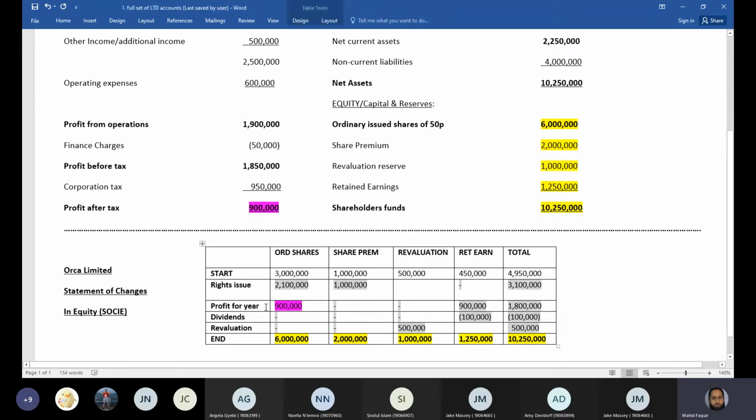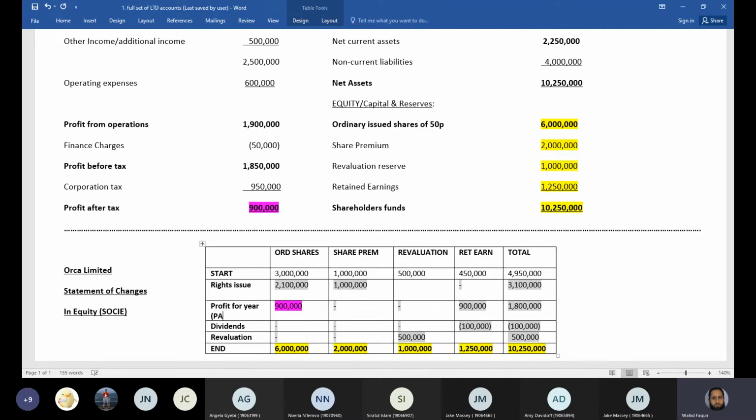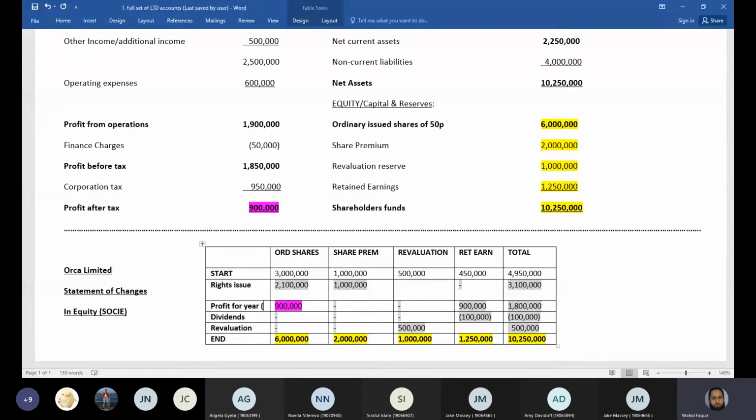So profit for the year, when you do these statements of changes in equity, you will be minded to put PAT, profit after tax, as a reminder for you. Otherwise you might pick up the wrong profit figure. In the question, they do trick you by providing you with more than one profit figure. You have to adjust it, take the tax off. Sometimes they give you the final figure. You need to be vigilant.